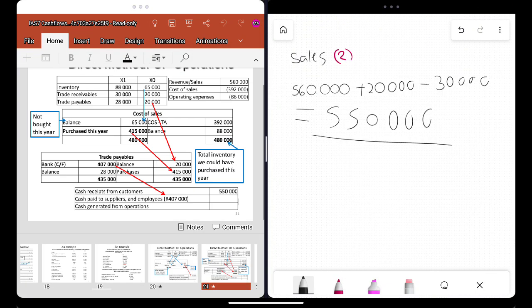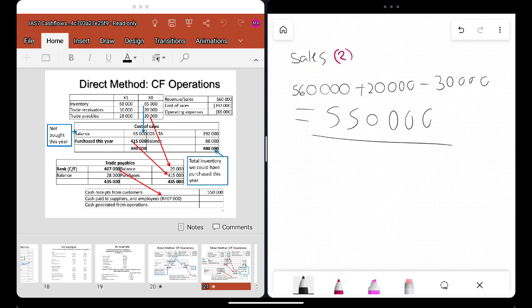So in this video we're still doing the direct method. Now I finished showing you how to do cash received from customers, right? We did this whole calculation. There's two components as I said, and we got the figure that goes under cash received from customers. Now, the next ones, cash paid to suppliers and cash paid to employees, are two different components.